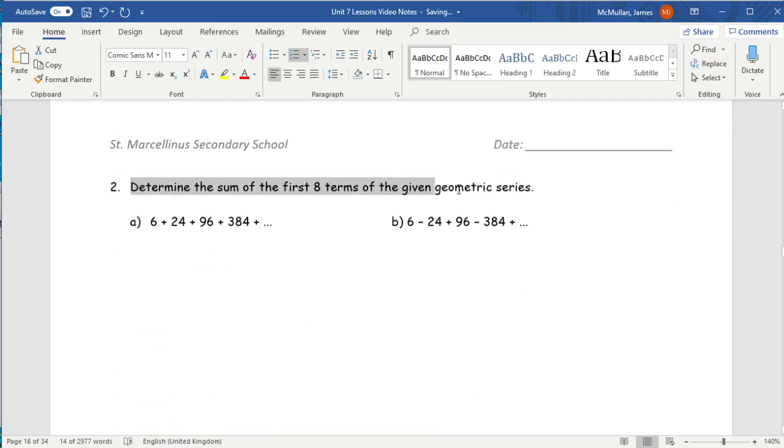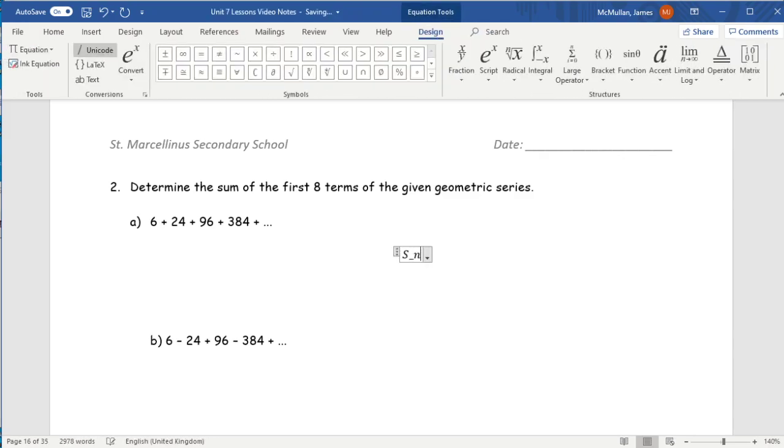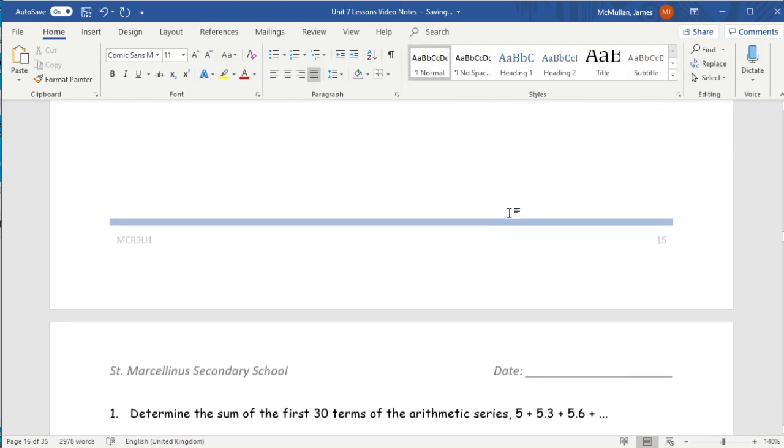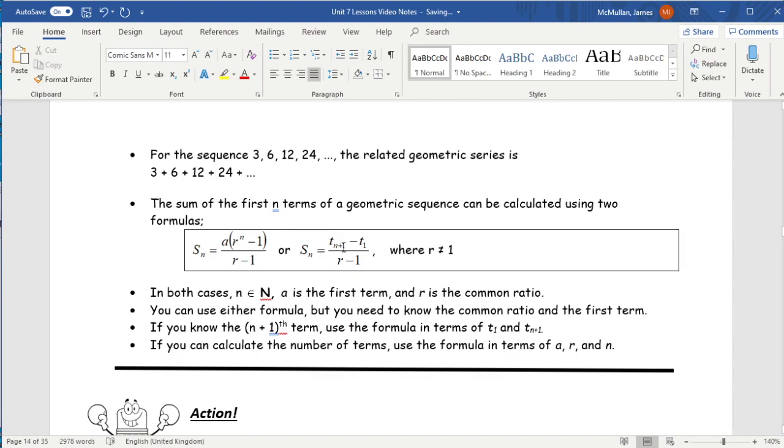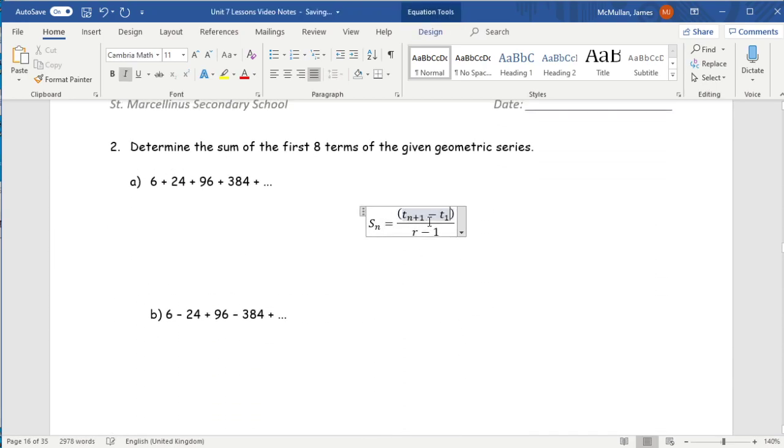It says determine the sum of the first 8 terms of the given geometric series. Now, when you're doing a geometric series, the sum we said was equal to a bracket t n plus 1, so the next term minus the first term, divided by the common ratio minus 1. And that's what this formula up here says. Sorry, I mixed them up a little bit. I always did it the one with a. Sorry, it should be like this.